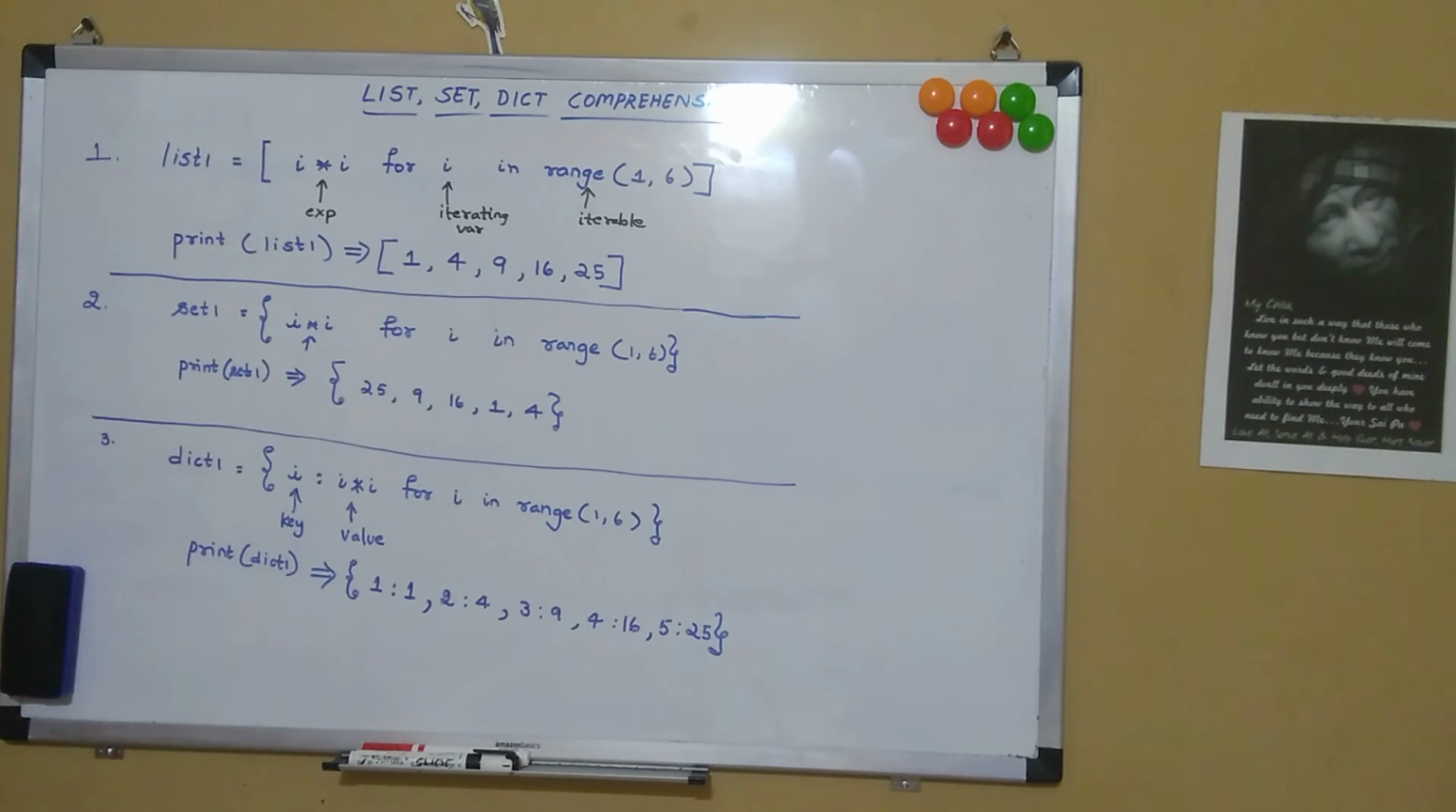So, this is the way of creating a list with the help of list comprehension, a set with the help of set comprehension, a dictionary with the help of dictionary comprehension.